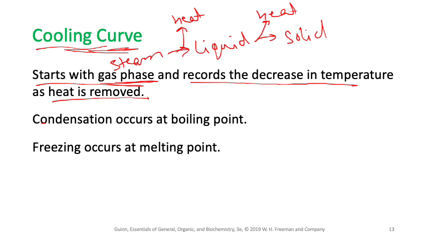So whenever the gas or the steam converts into a liquid, this is called condensation, and it occurs at the boiling point. And then from liquid to solid, we know this is freezing, and it happens at the melting point. So make sure you know this. And then I think that should be it for the heating and cooling curve. Let's get to the next slide.